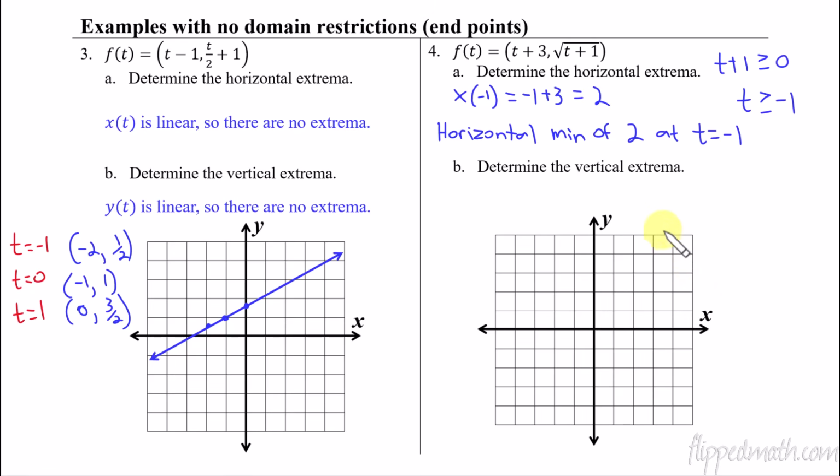All right, next, how about the vertical extrema? For the vertical extrema, we're just focusing on the y, and we have an endpoint at -1. So let's plug in the y of -1, and that's going to give us a 0. So now just think about what that graph looks like, the square root graph. Remember this? Square root graph looks like that. So all we've done is shifted it left 1, and therefore that is a minimum value. So we have a vertical min of 0 at t equals -1.